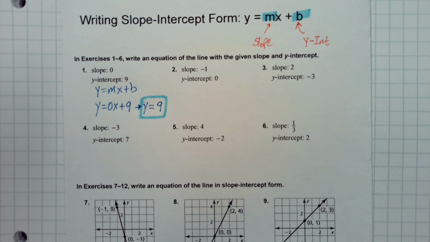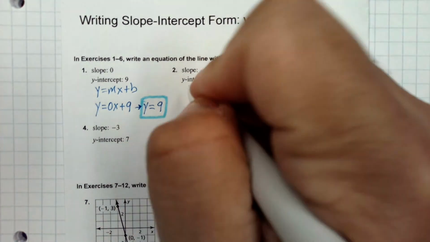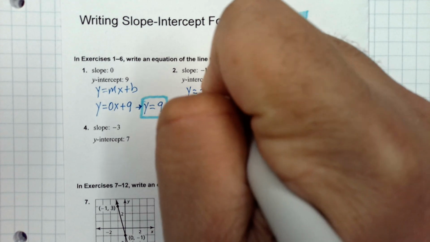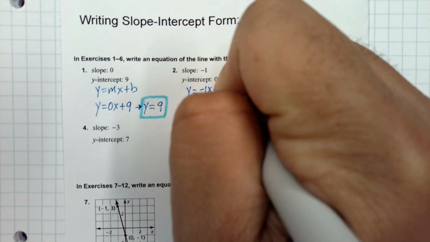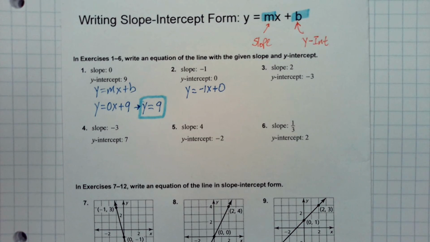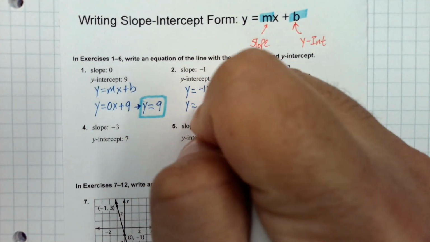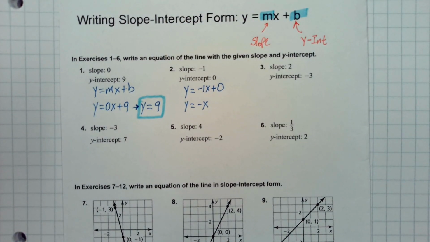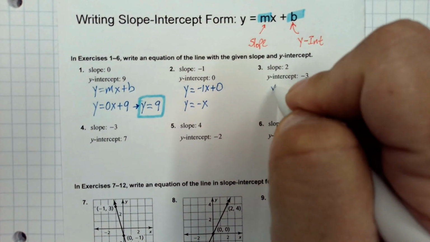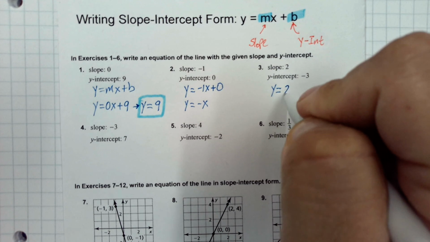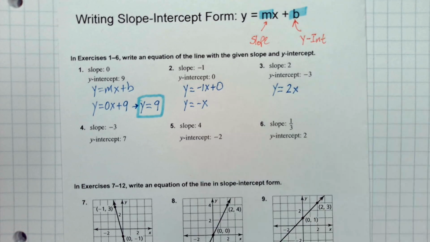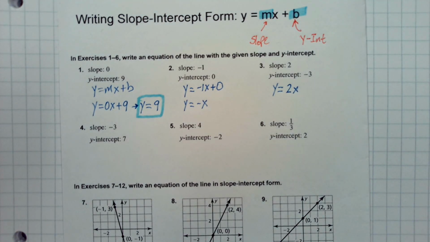Okay. Now, most of the time it's going to be like this one. Y equals negative 1x plus 0. We can simplify this to negative x, and we don't have to put the plus 0. Okay. On the next one, y equals 2x. Just write minus 3. You don't have to put plus negative 3 if you want to.